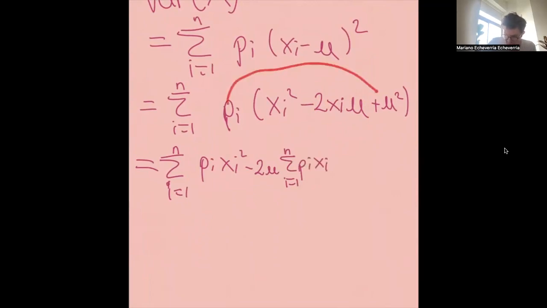And then plus the sum from i equals 1 to n of p_i times mu squared. This mu squared is again a constant, so you can take it outside the sum. So mu squared times the sum from i equals 1 to n of p_i. Is that making sense? What I did here is just breaking up the sum and taking out the constant terms, the ones that do not depend on i explicitly.